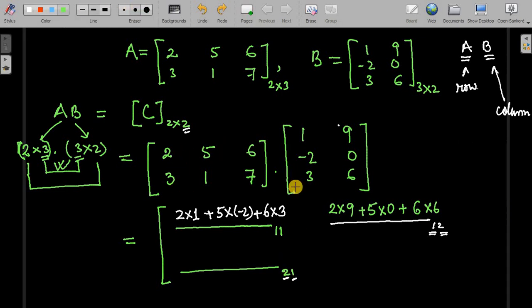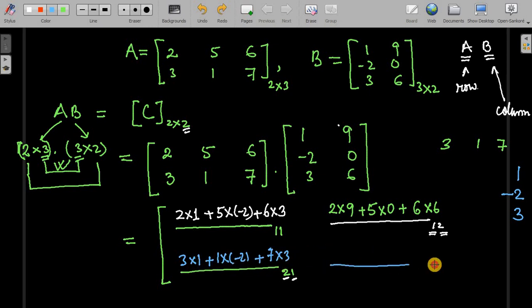So we should select the second row, which is 3, 1, 7, and the first column, which is 1, minus 2 and 3. And now we should multiply the corresponding elements, that is 3 should be multiplied by 1, and then plus 1 should be multiplied by minus 2, and then finally 7 should be multiplied by 3, and we add these products.